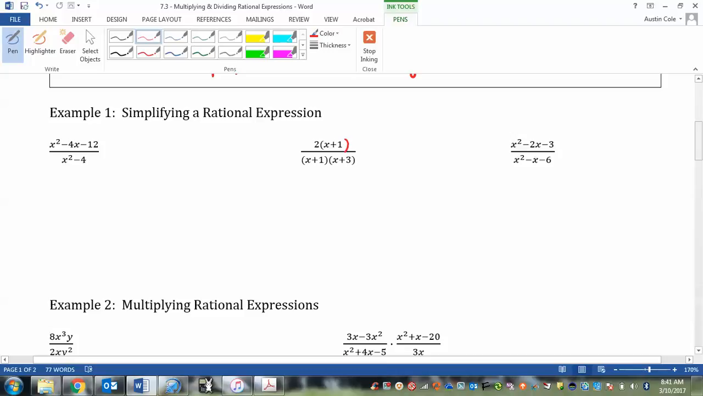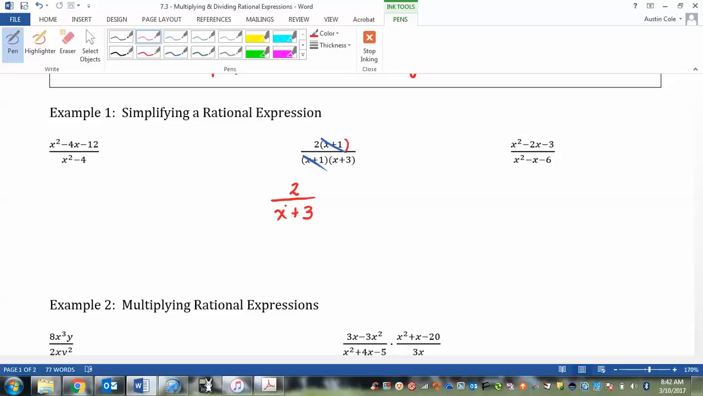So if it's already factored, we can go ahead and try to simplify. Now we know if something's in the numerator and something's in the denominator, we can cancel. All right, so if I look here, would you guys agree that x plus 1 is in the numerator and the denominator? So we're going to cancel those out. Gone. So what am I left with? I'm left with 2 times x, or excuse me, 2 over x plus 3. Okay, so we want to factor, and then we want to cancel.